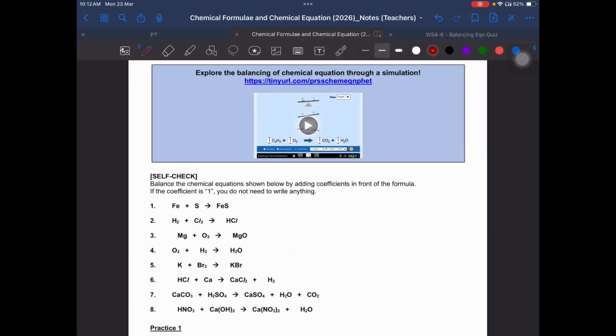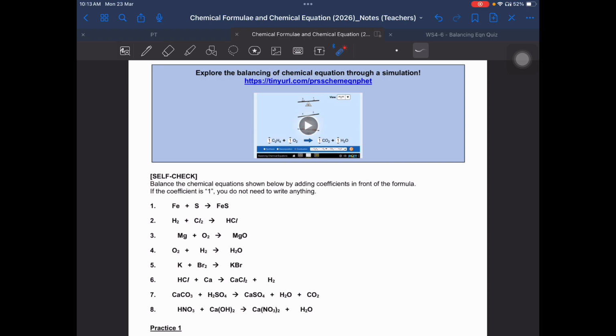Alright, so as you saw from the video, balancing of a chemical equation does require a bit of patience, right? You do need to count what's on the left-hand side and what's on the right-hand side. But not to worry, there are various simulations out there that can help you to visualize what's going on. So first, in your notes, there's this link over here. Can I get you to explore this link using your PLD so that we can explore the simulation together?